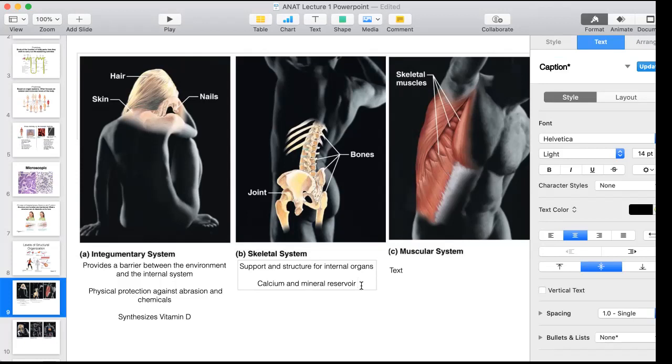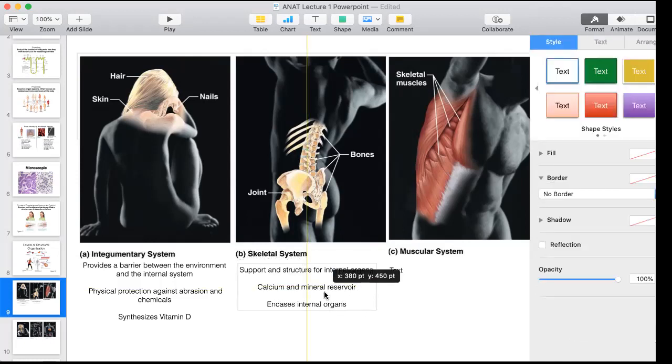Now, so those are the main functions of bones. Oh, also it protects, or actually I should say encases internal organs. So for example, bones actually provide protection to very vulnerable structures in our body. For example, the skull encases the brain and allows it to maintain an isolated internal environment.